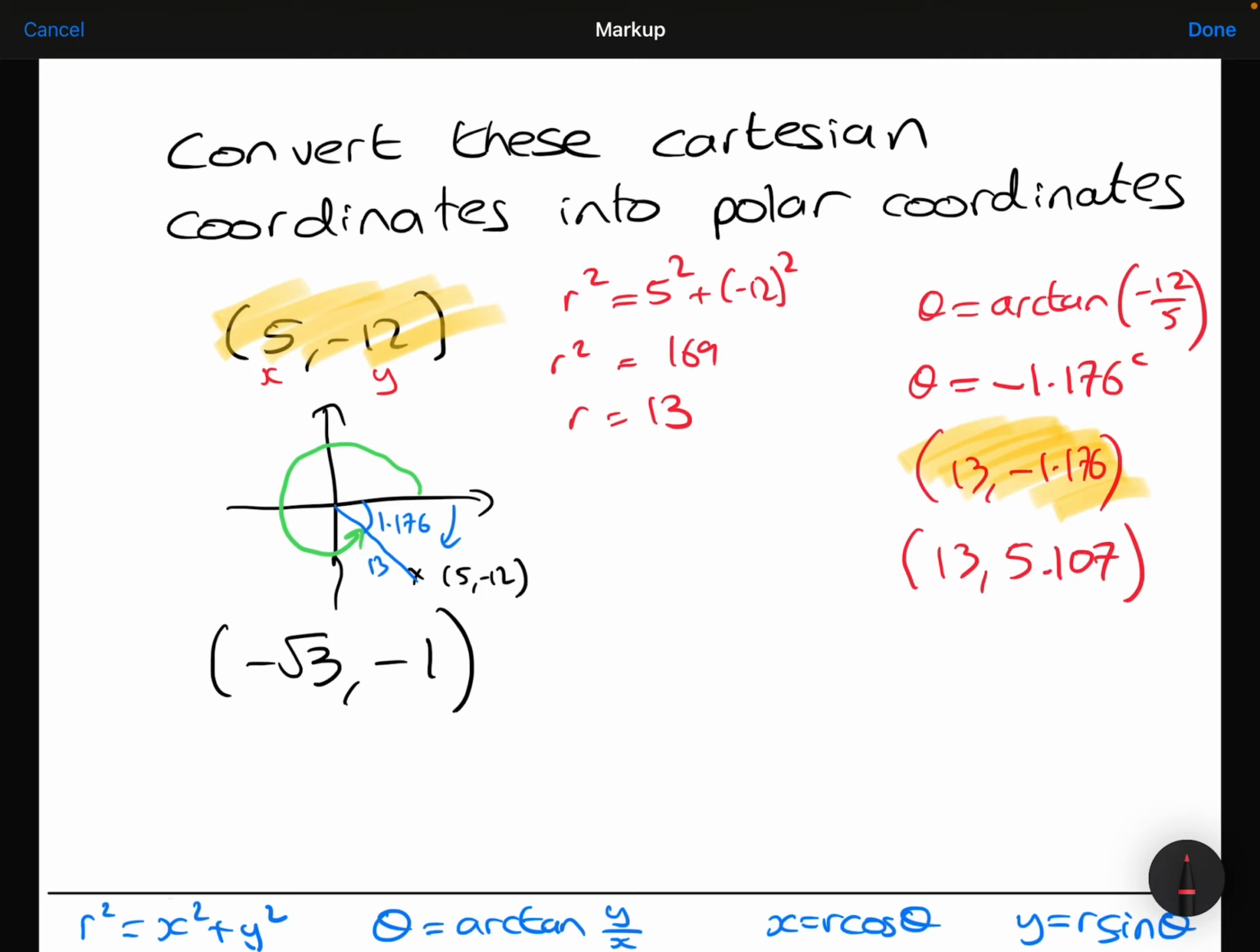Next example, we've got the Cartesian coordinate minus root 3, minus 1. So first of all, let's get our r. So r squared is equal to minus root 3 squared plus minus 1 squared. So r squared is 4, so r is 2.